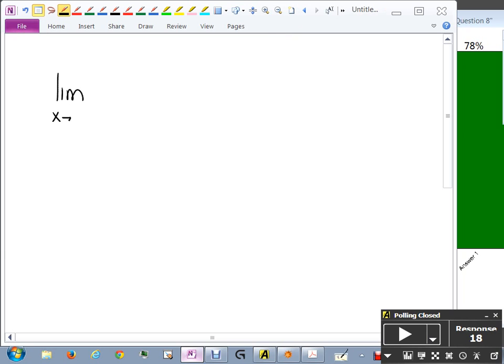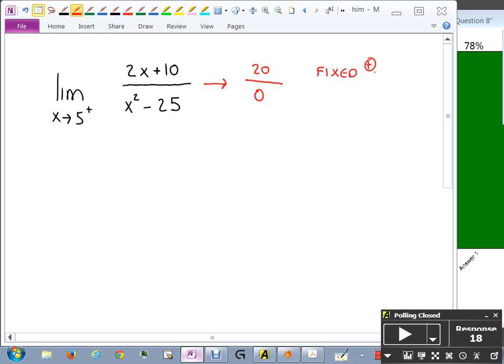Limit x approaches 5 from the right of 2x plus 10 over x squared minus 25. Yeah, plus 10, that's fine. So where's it headed? What's the top headed towards? 20 over 0. I can even tell you a little more about that, it's positive, over 0, and I need to figure out what's happening here, right?